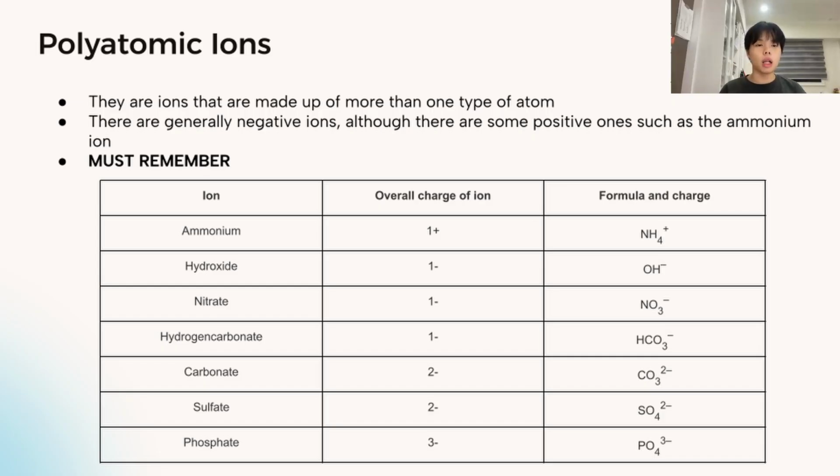Then we move on to polyatomic ions. Polyatomic ions are made out of more than one type of atom. They are generally negative ions, although there are some positive ones, such as the ammonium ion, which is an exception. These polyatomic ions, you must remember them on a test. They are not provided in your formula booklet, but it is essential for you to know these, especially knowing the overall charges and their formulas, as it is essential when you want to do bonding with polyatomic ions.